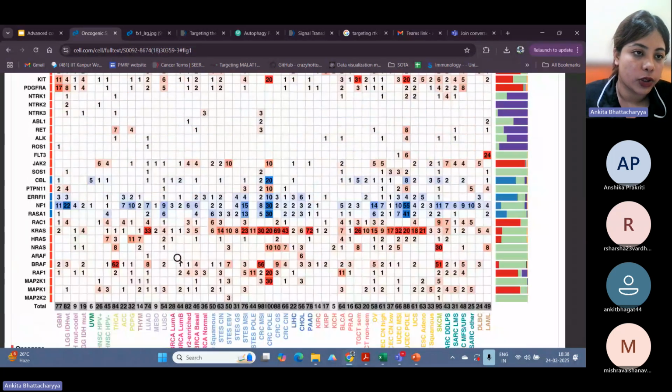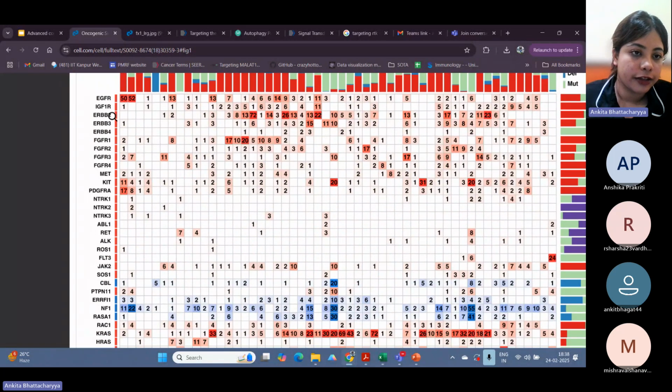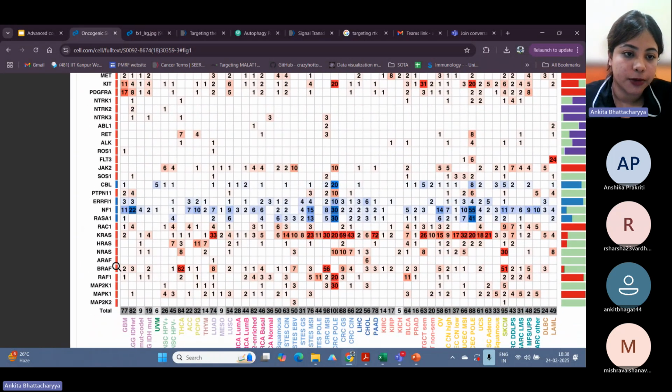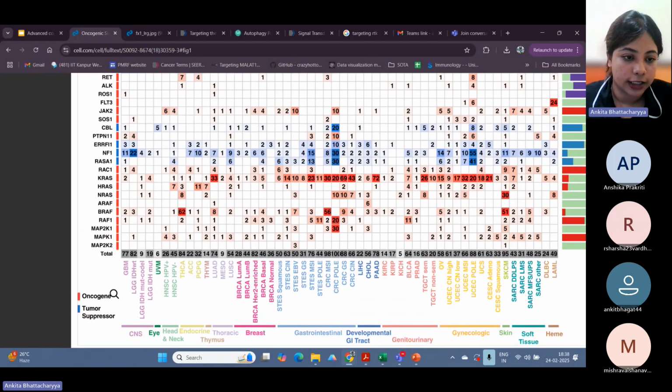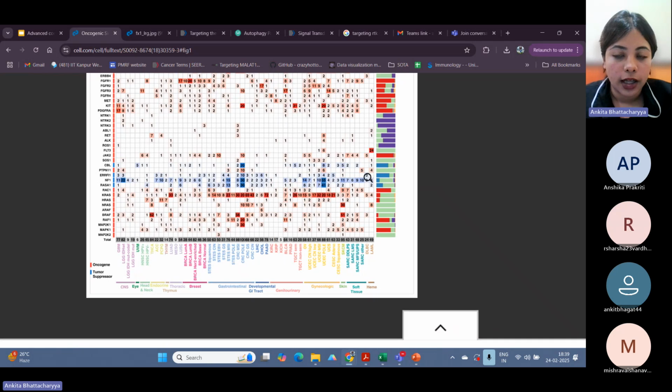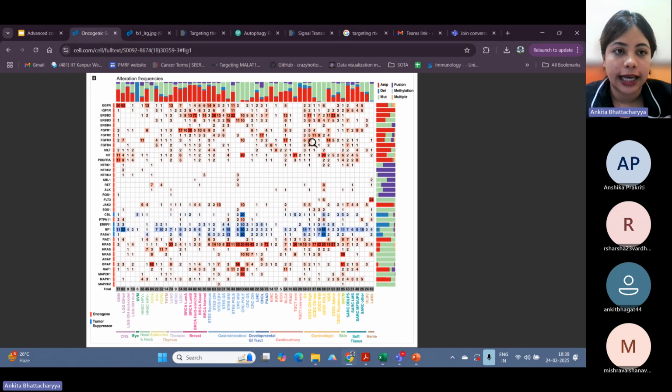What you see at the top on the left are different types of proteins, different types of RTKs and other proteins, of which what you see in red is an oncogene. What you see in blue here are tumor suppressors. And what they have shown overall are the number of patients that carry these different types of mutations. So for example, EGFR, from the total number of patients that they had studied, 50 of these samples carry a mutation in the EGFR protein.